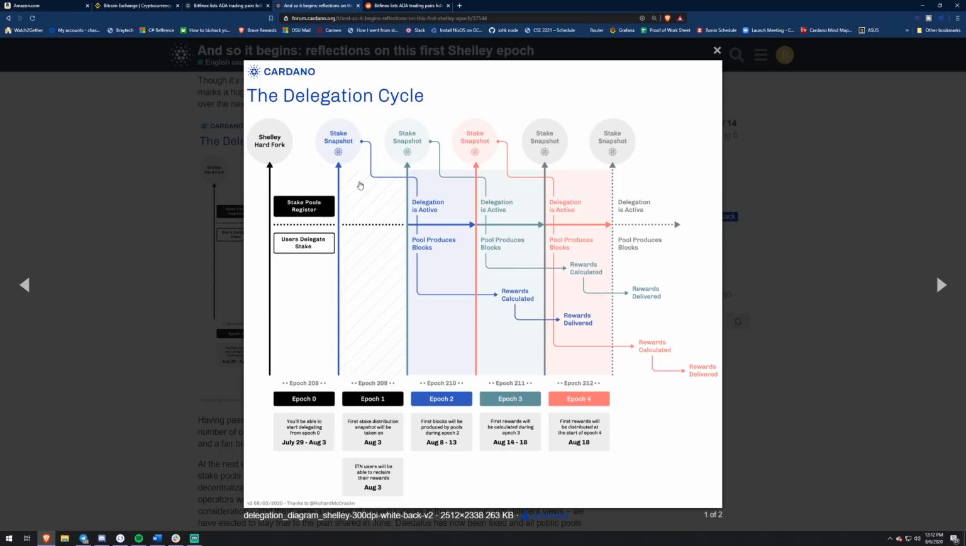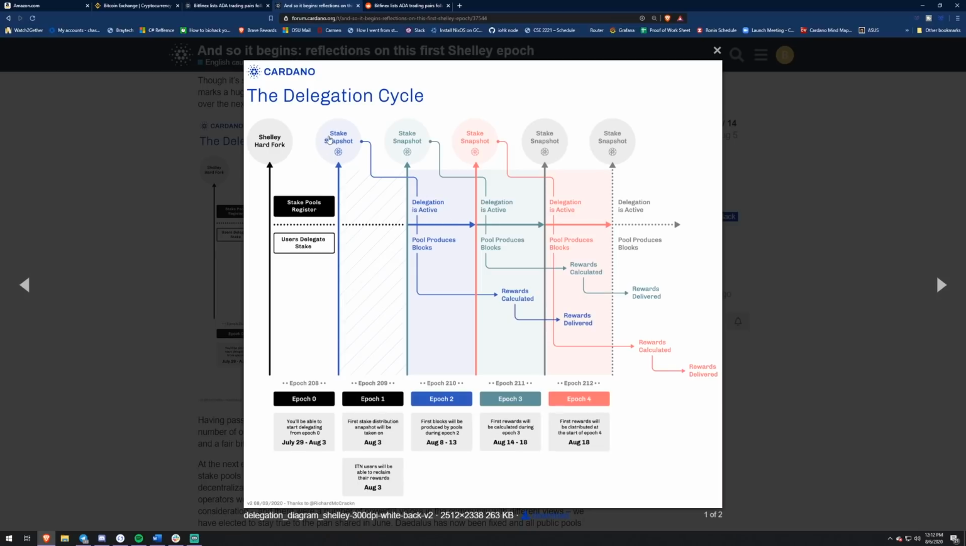So this is epoch number one. This is where we're at right now. This is where I actually registered my stake pool, and you guys had until the start of this epoch to delegate. And if you guys delegated before this day right here, the delegation is actually going to be active right here.